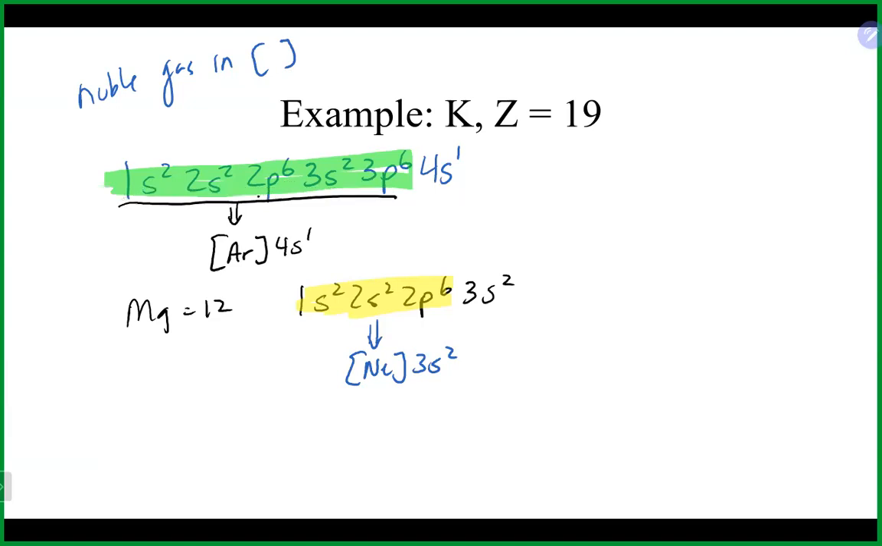Question on that. So you can write the electron configuration either way, unless it says don't do that. But you can write it either way. And again, when you see that bracket, it is that noble gas that comes right before it. Any questions on that part of it there?